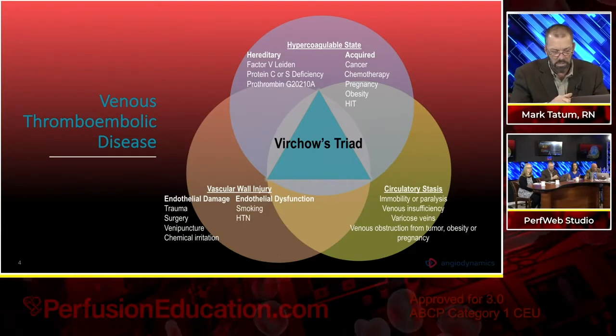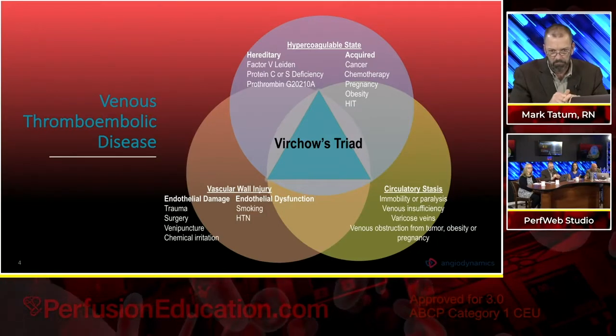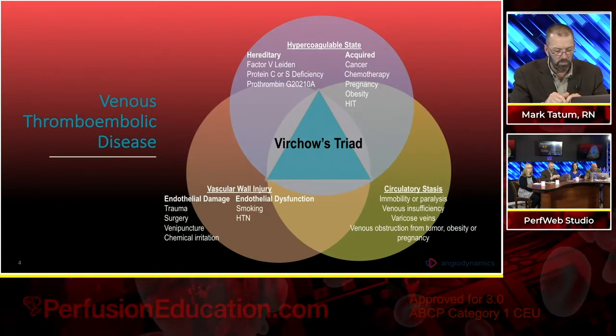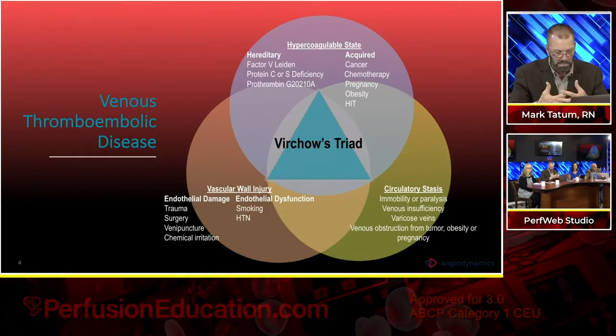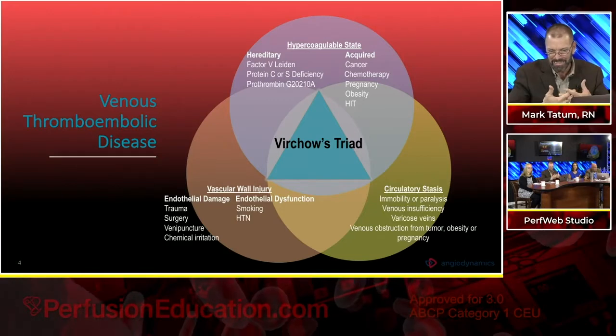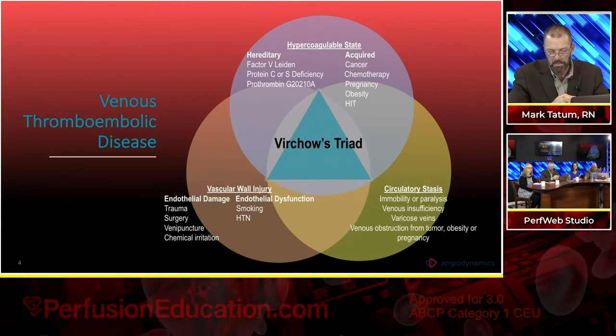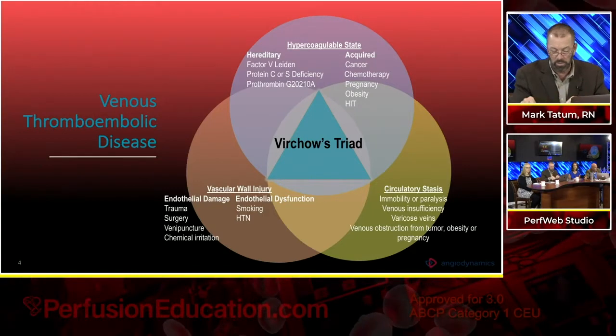Vascular wall injury, that's pretty self-explanatory. I'm just going to let that one go. And then circulatory stasis. You can think of your patients after surgery, after bariatric surgery, after some of the others, where they're just laying flat for a long period of time. Perhaps their anticoagulation isn't as effective as they'd hoped it would be. You end up with a potential problem for the creation of venous thromboembolic disease.